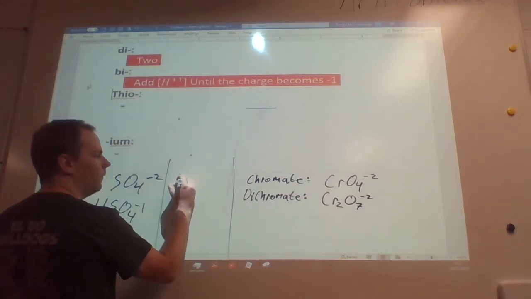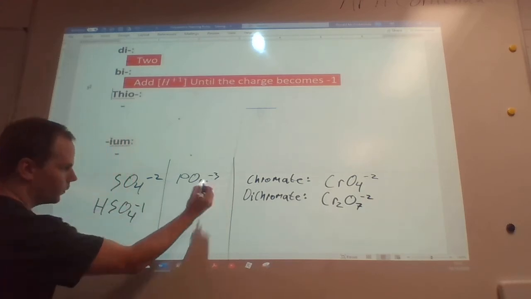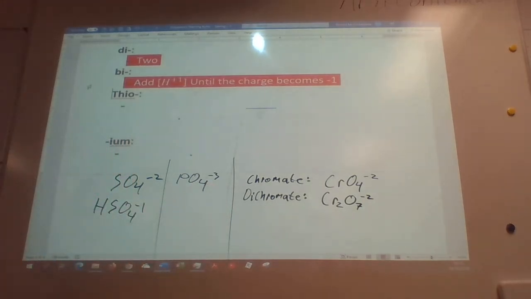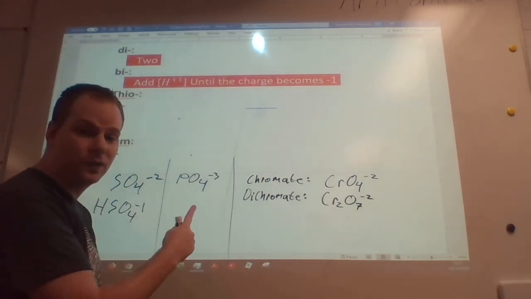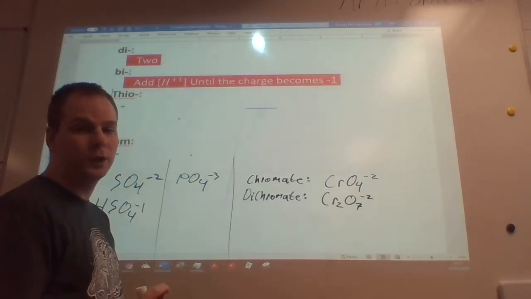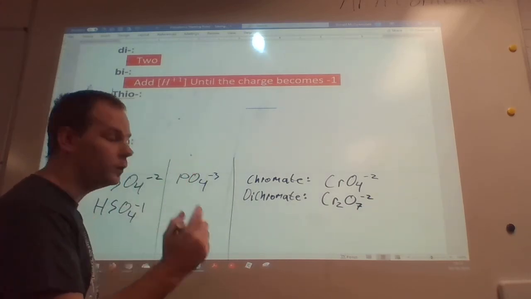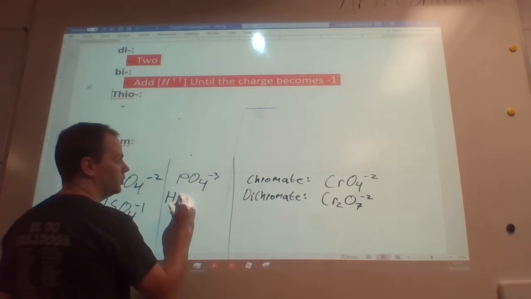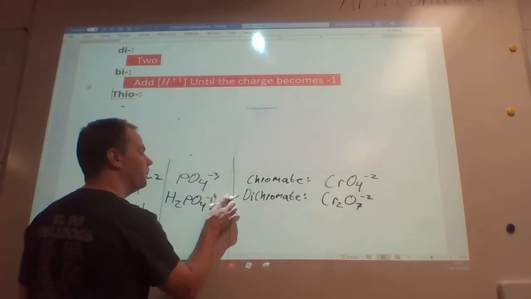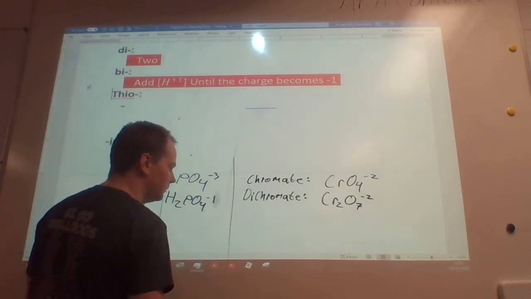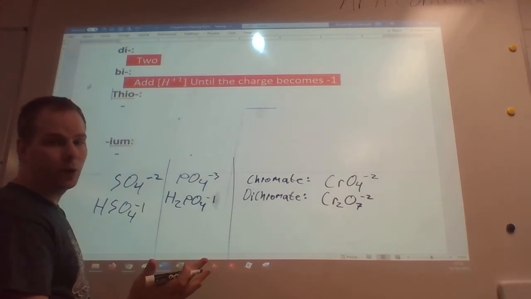Now, what about phosphate? It has a charge of -3. So biphosphate, we add hydrogens to this until the charge becomes -1. Well, in this case, it's going to take 2 hydrogens instead of just 1. So H2PO4 -3. Nope, not -3, -1. And that's pretty well it for bi.